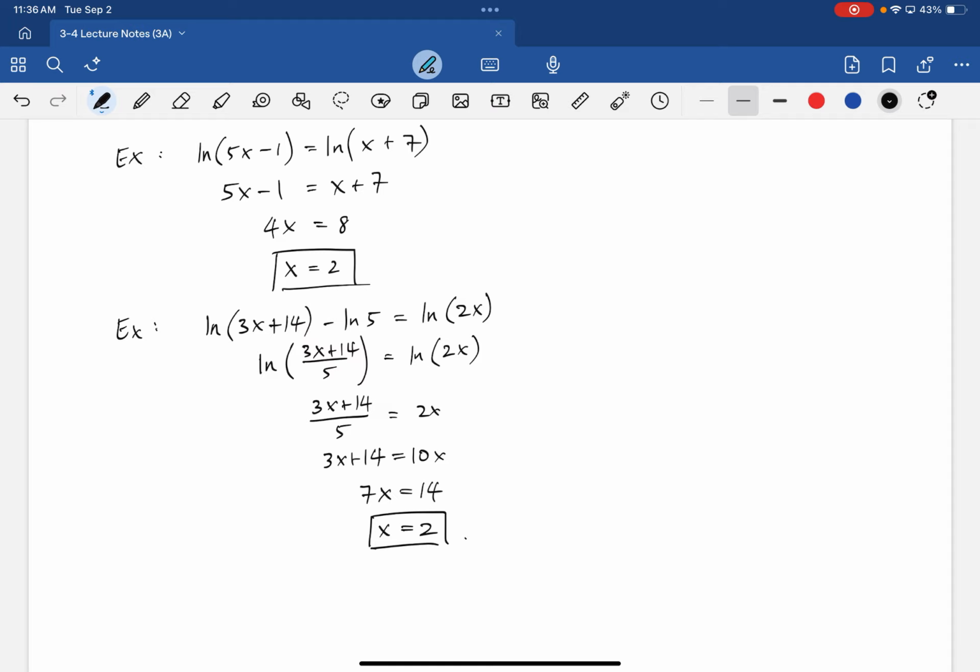Okay. So, solving these logarithmic and exponential equations, we're really just applying the properties that we've learned already, which is why we need to be so proficient with logarithms and be able to solve this in 5 minutes. Okay?